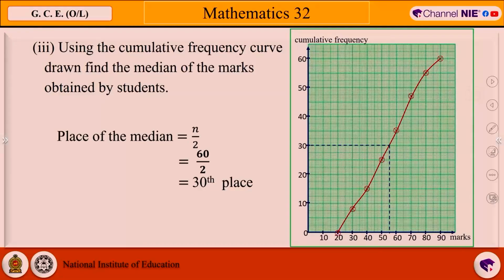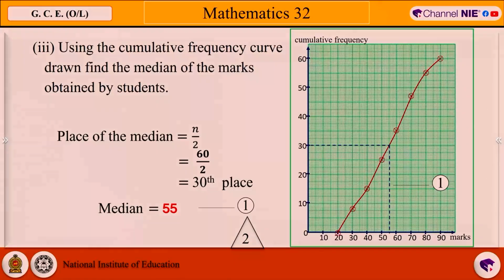So, what is the median mark? It is 55. So, the median mark is 55. Okay. So, the median of the marks obtained by students is 55. Right. Then for this, you will get 1 mark for marking it in the graph and 1 mark for the answer. Likewise, you get 2 marks for third part.